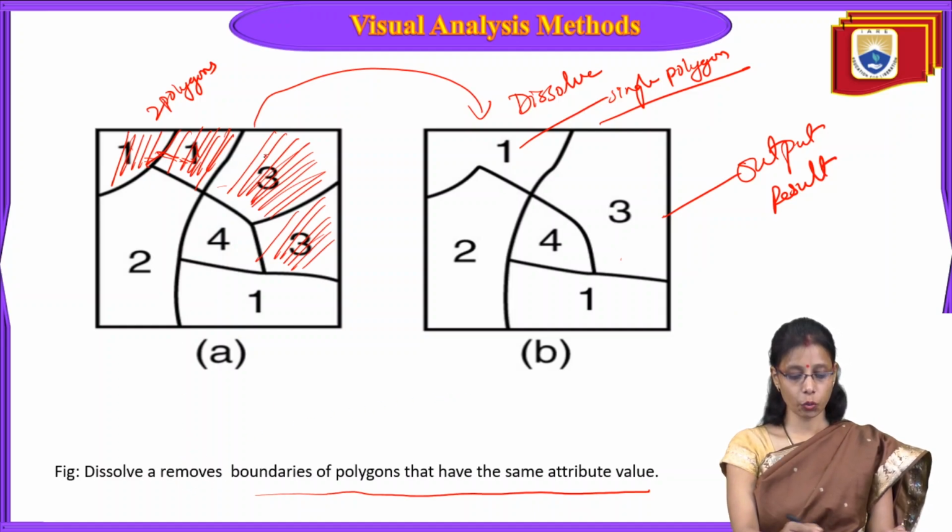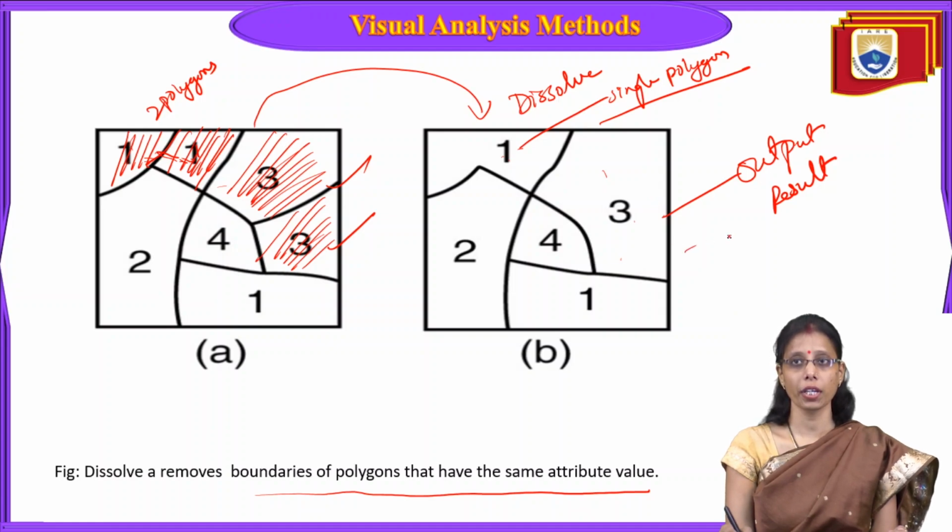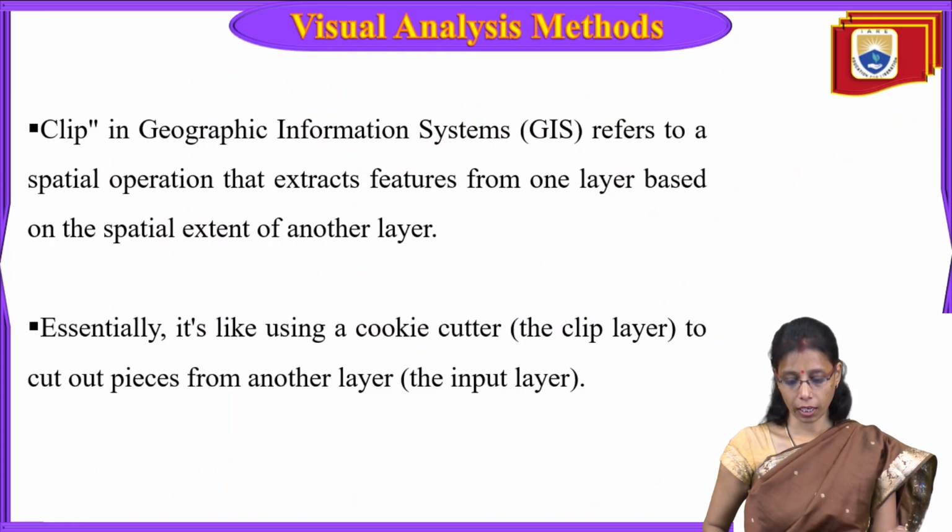If you want to make these 2 polygons into a single polygon, we can just select the first polygon, the second polygon, and finally dissolve it. We have the same thing here: select 3, select 3, merge it. What will be the output here? It will convert into a single polygon. So this is how we do dissolve in the analysis part.